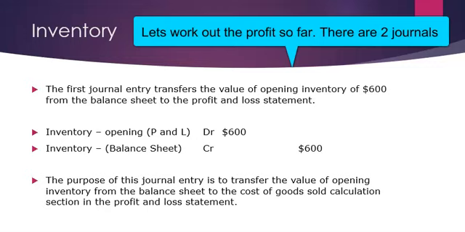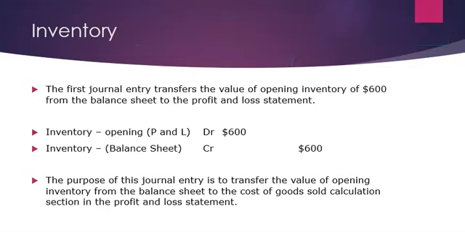Now we need to do 2 journals here. The first journal entry transfers the value of opening inventory from the balance sheet to the profit and loss. The journal is there. Inventory, opening, debit, inventory, balance sheet, account, credit, $600. The purpose of the journal entry is to transfer the value of opening inventory from the balance sheet to the cost of goods sold calculation section in the profit and loss.